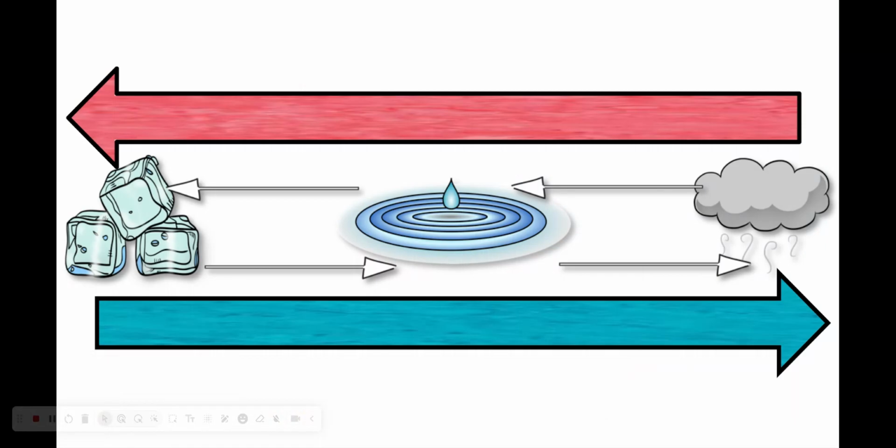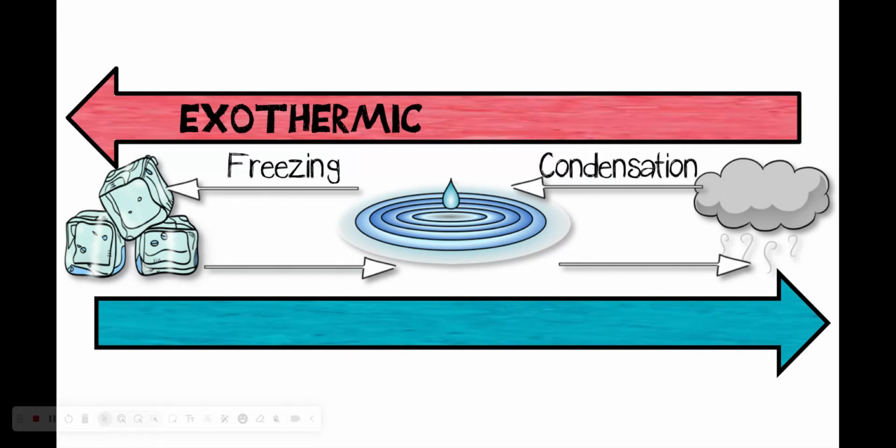So here is an example of the water cycle, which can help you. So exothermic, when it rains or when rain turns into ice, that is an exothermic reaction where heat is being released. So to go from condensation to water and water to freezing, those are exothermic reactions. They produce energy.